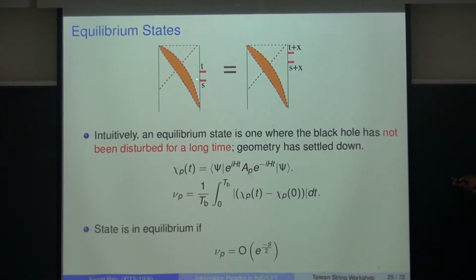So you're probing things here. And if there's a long time between the formation of the black hole and where you're probing the system, then when you probe the system, you look at correlators between S and T, or at S plus X and at T plus X, you would get the same answer. So once the black hole settles down, then correlators become time translationally invariant. In fact, they become very time translationally invariant.